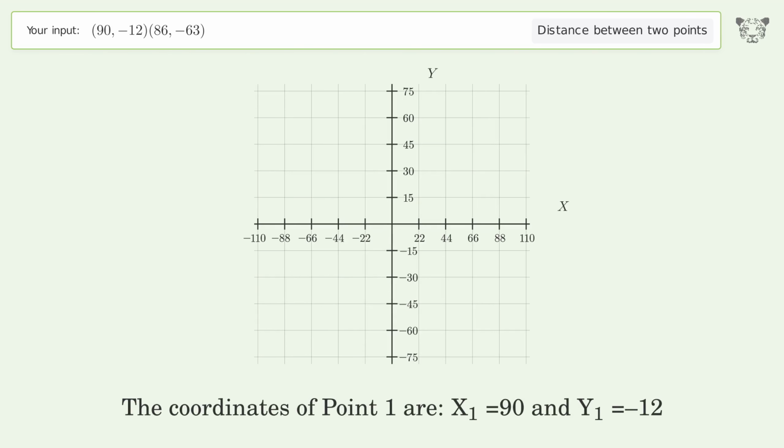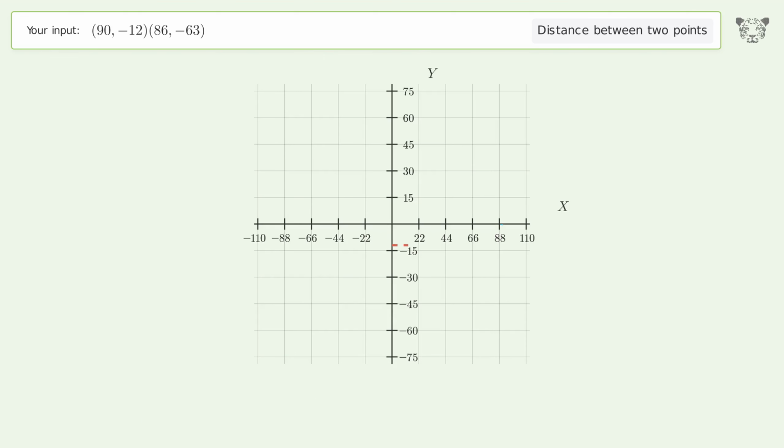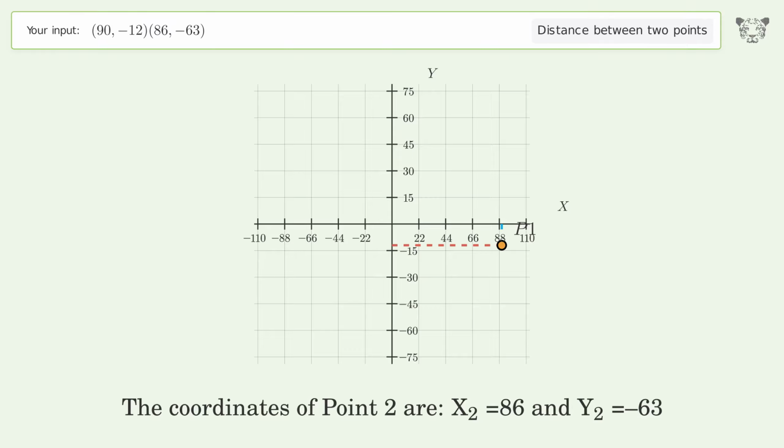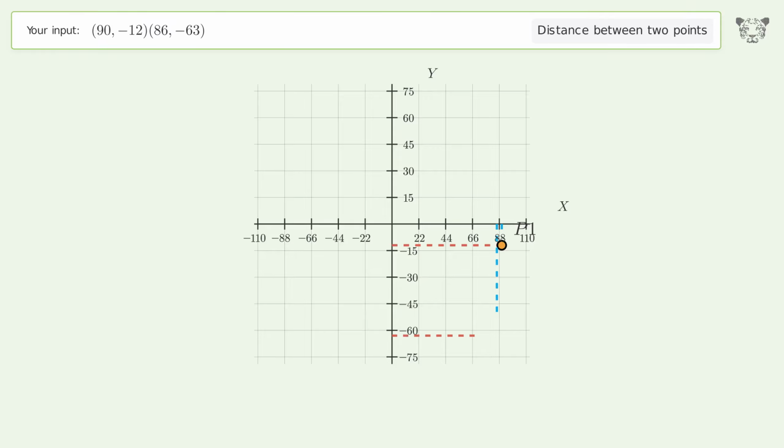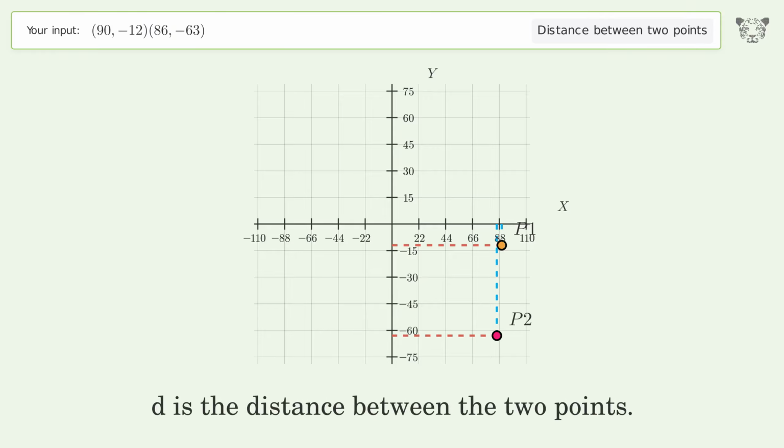The coordinates of point 1 are x1 equals 90 and y1 equals -12. The coordinates of point 2 are x2 equals 86 and y2 equals -63. D is the distance between the 2 points.